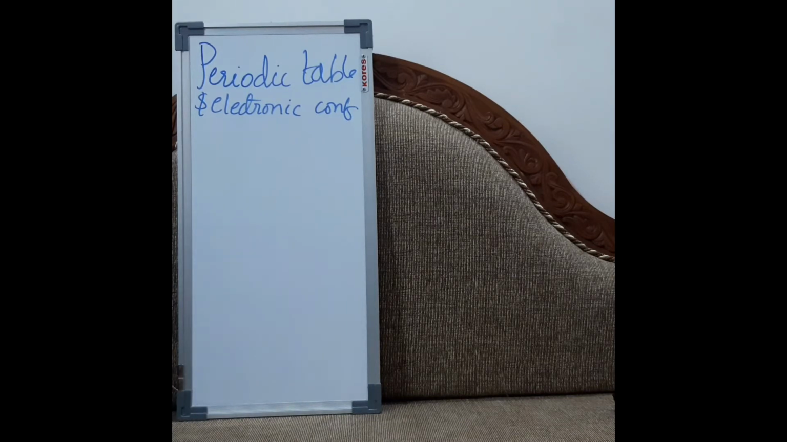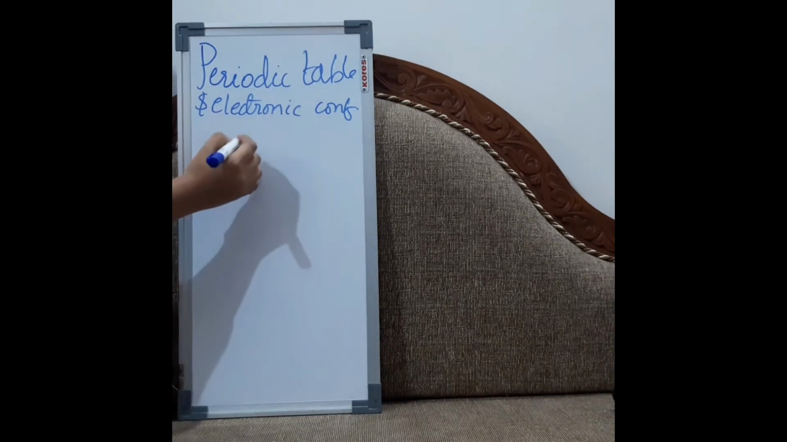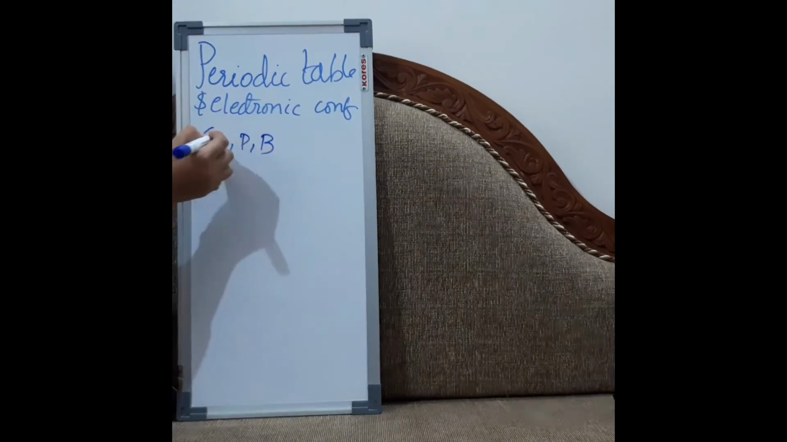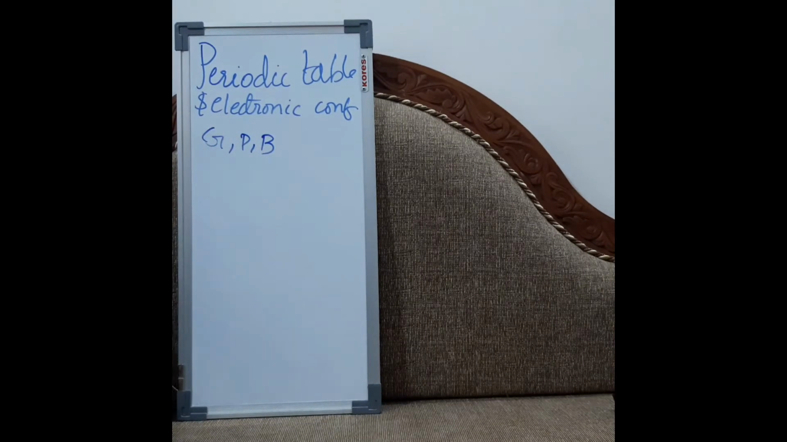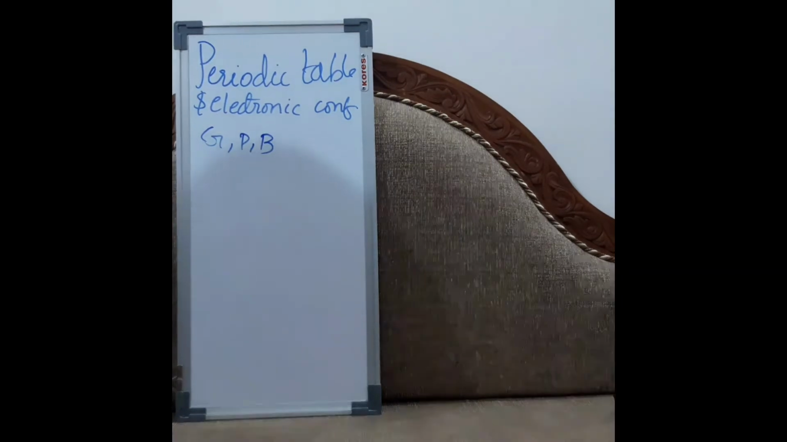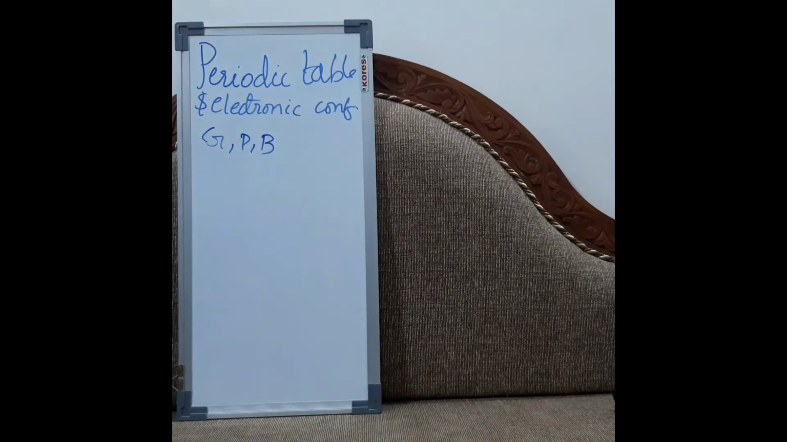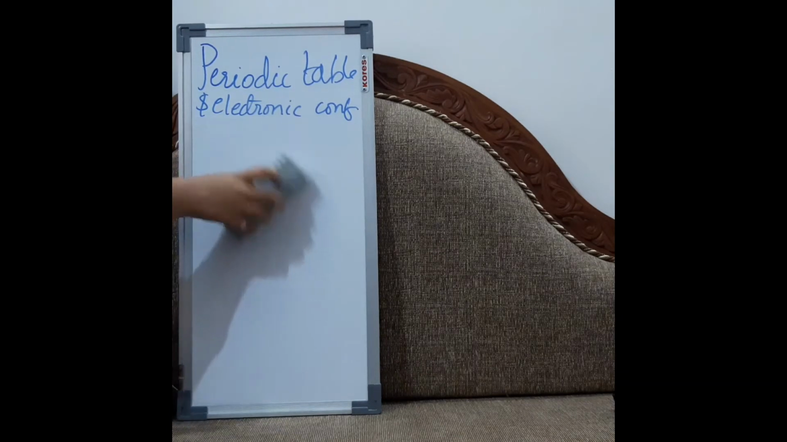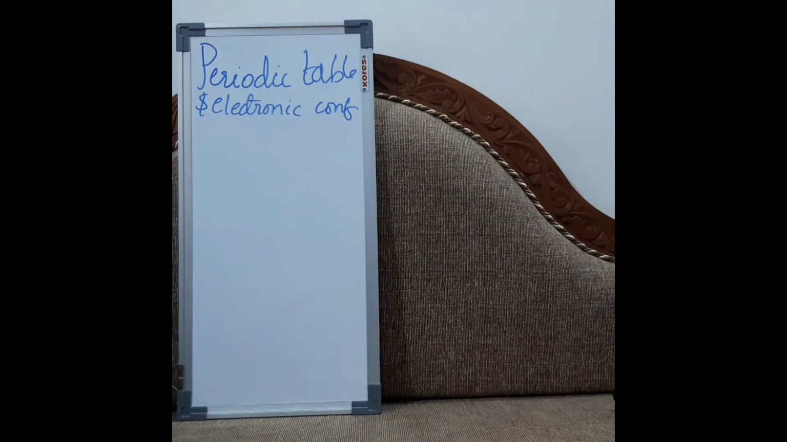Last class I taught you how to find the group number, period number and the block of an element. And I told you that I will teach you what the properties of the S, P, D and F blocks are. So I hope you remember how to find the group number, period number and block of an element. Today we can learn the characteristics of each block.